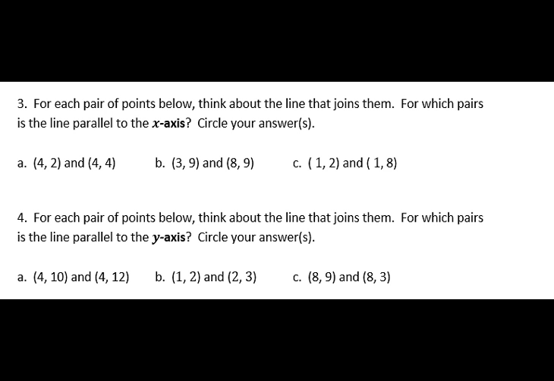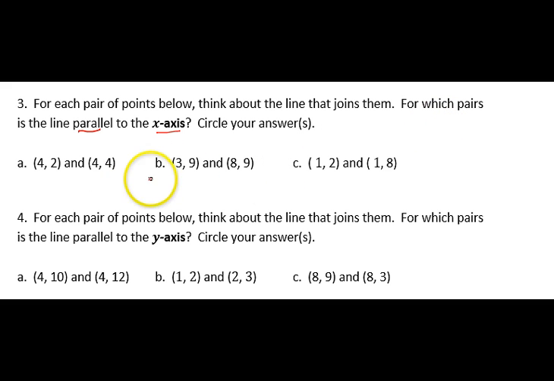Now in these questions, we're going to picture that coordinate plane in our heads. Question 3 says, for each pair of points below, think about the line that joins them. For which pairs is the line parallel to the x-axis? And we'll circle all of the answers that apply. If we think back to our first coordinate plane, we ended up with a line that was parallel to the x-axis, and the ordered pairs all had the same y coordinate.